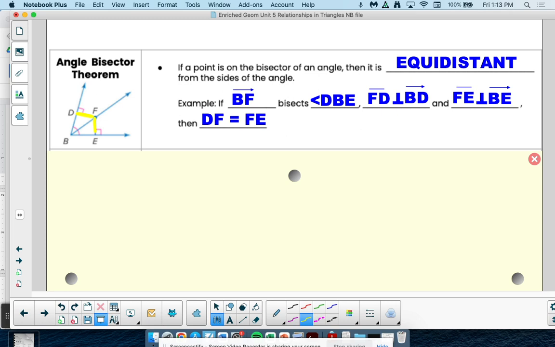Just a good refresher, what does that upside down T mean again? Perpendicular. Yep, good.